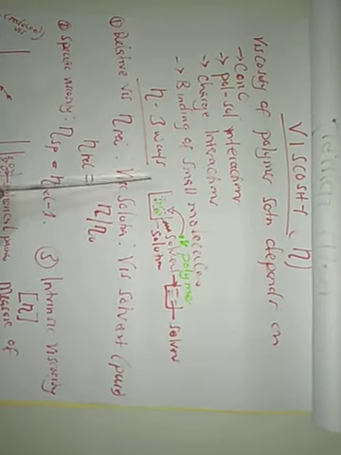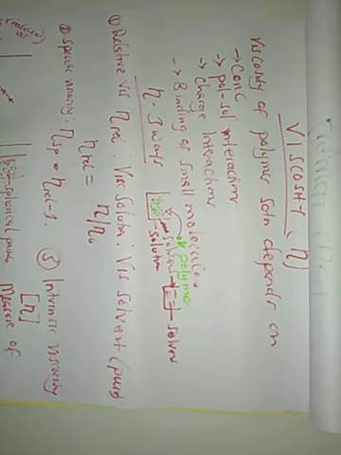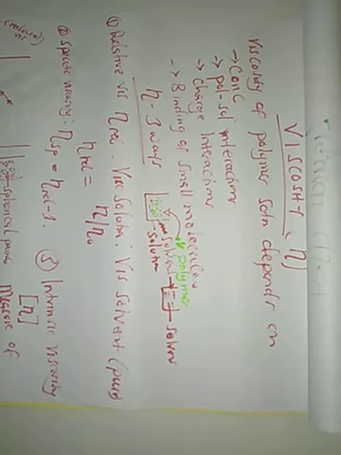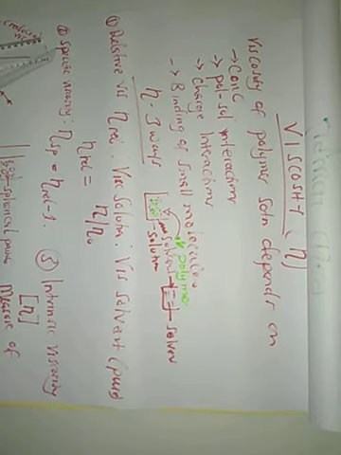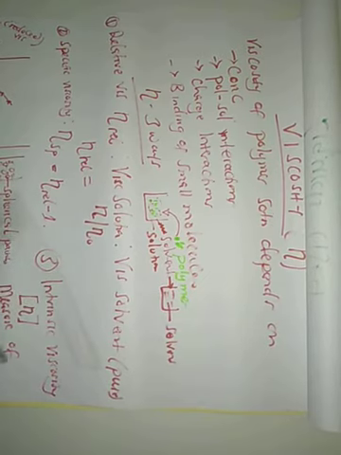Now, what do we mean when we say viscosity? Viscosity simply is the resistance to flow of a solution. Viscosity can be described in three ways. There is what we call relative viscosity, specific viscosity, and also intrinsic viscosity.